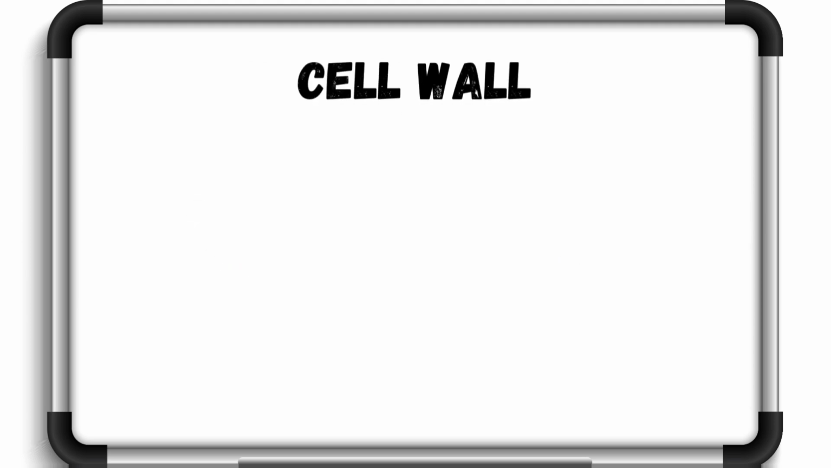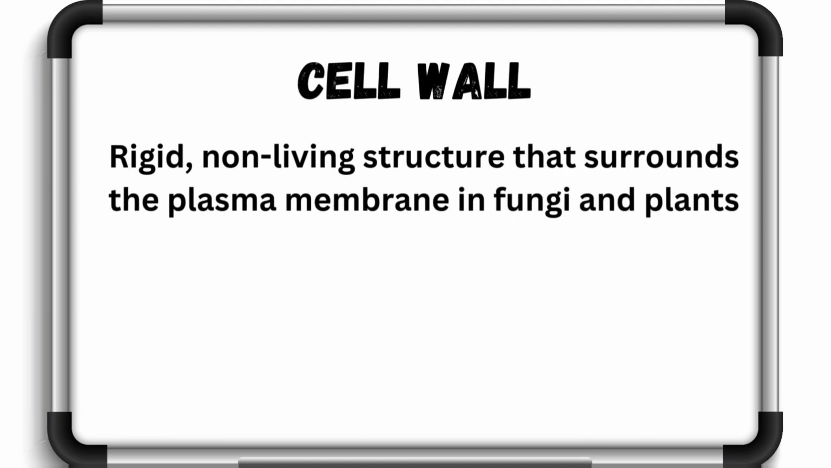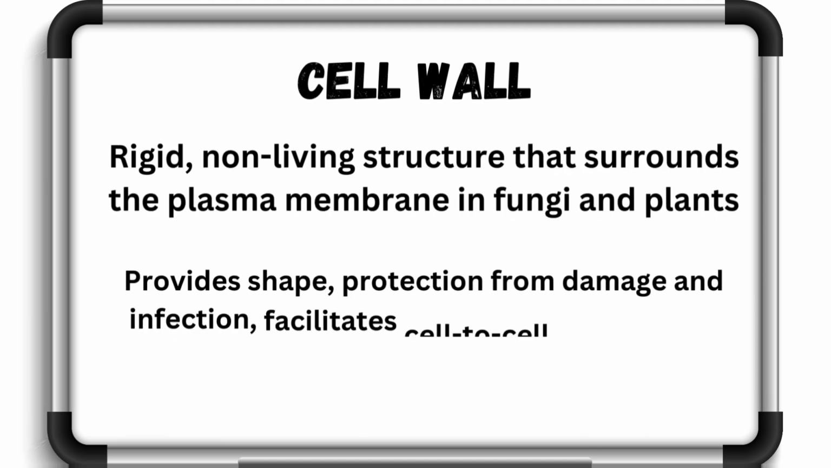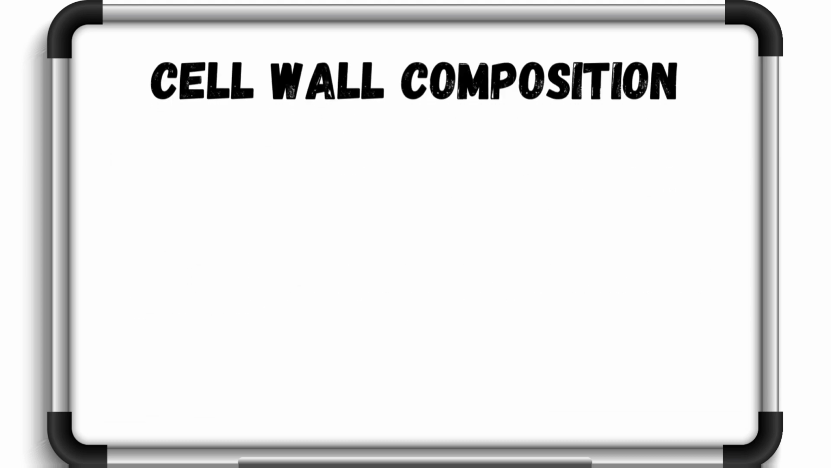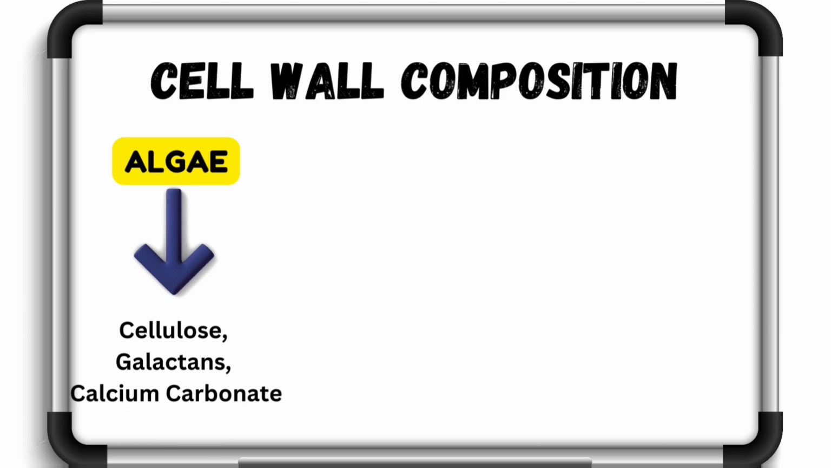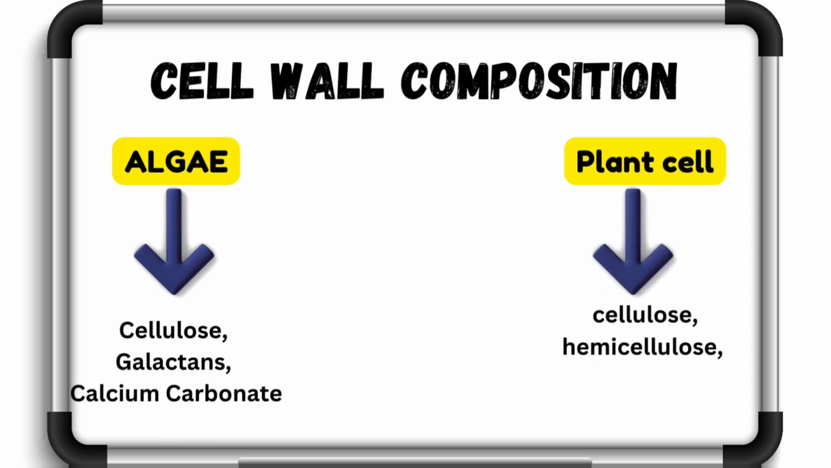Moving beyond the membrane, we find the cell wall, a tough, non-living structure found in plants and fungi. It gives shape, protection, and allows cells to interact. Different organisms have different cell wall compositions. Algae have cellulose, galactans, and calcium carbonate, while plant cell walls contain cellulose, hemicellulose, pectins, and proteins.